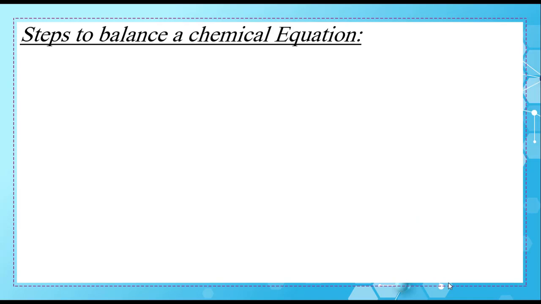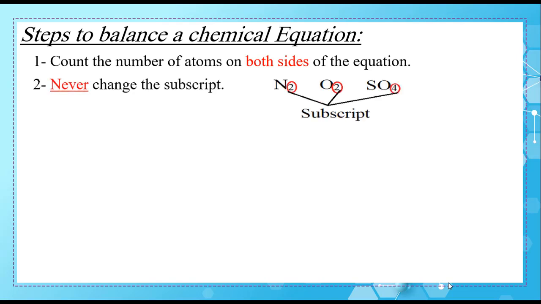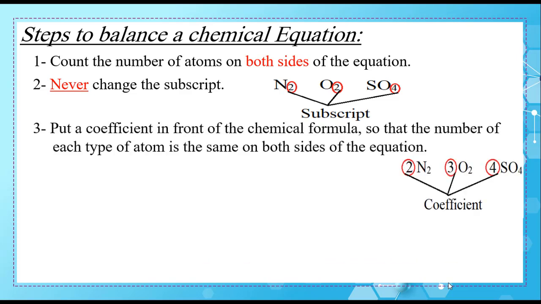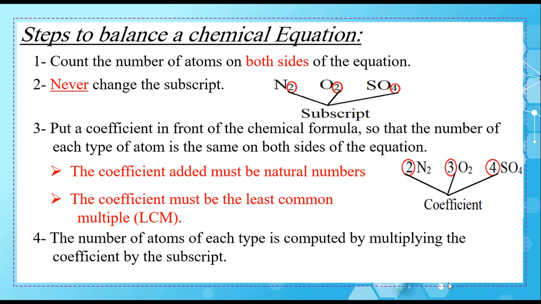Steps to balance a chemical equation. First, you should count the number of atoms on both sides of the equation. Second, never change the subscript. Third, put a coefficient in front of the chemical formula so that the number of each type of atom is the same on both sides of the equation. Remember that the coefficient added must be a natural number, and the coefficient must be the least common multiple, LCM. The last step, the number of atoms of each type is computed by multiplying the coefficient by the subscript.